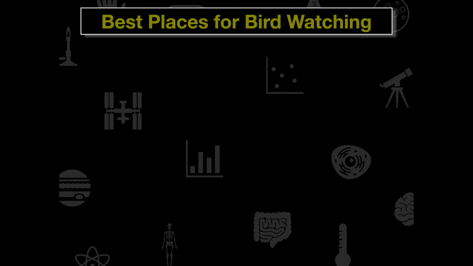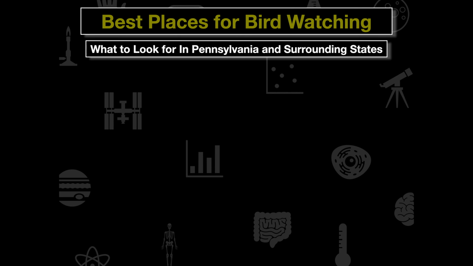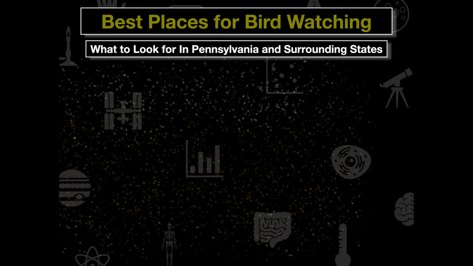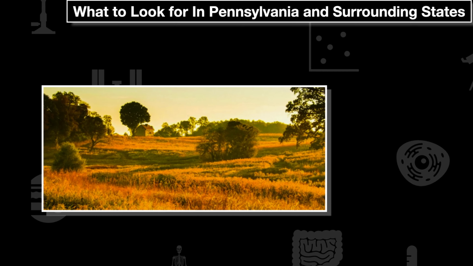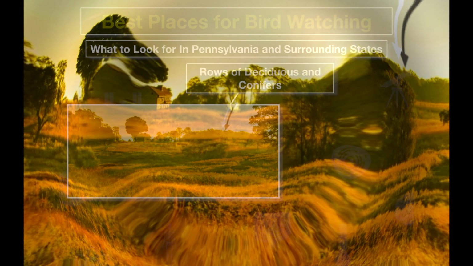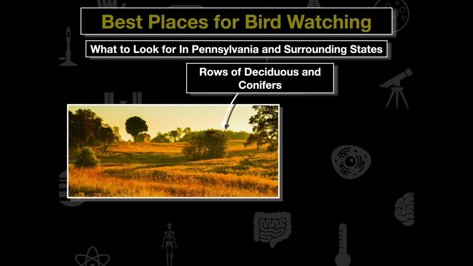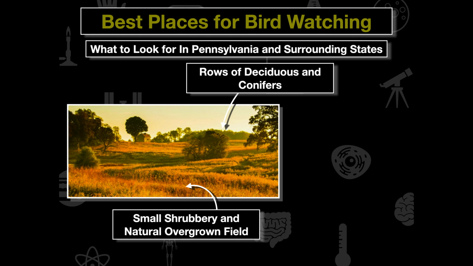So when we go through and look for birds in our class, what we're going to be looking for in Pennsylvania is a couple of things. We want to look for an open field or some sort of wooded area that has a few things in it. We want to look for rows of deciduous and conifer-like trees. These are going to be important because the birds are going to be in those trees. We want to also look for small shrubbery and natural overgrowth within the fields. We're going to see different species of birds in this overgrowth.